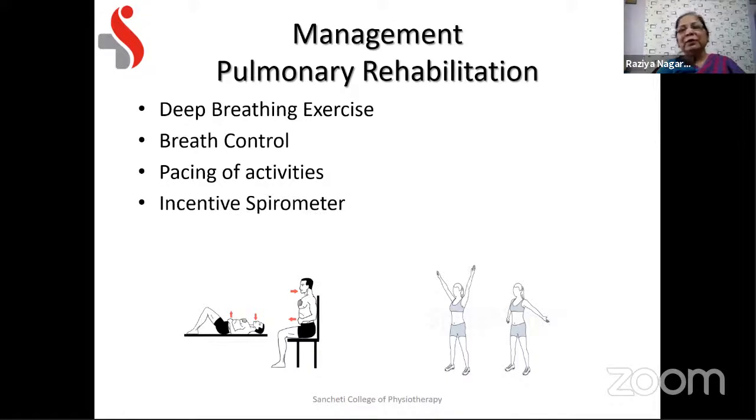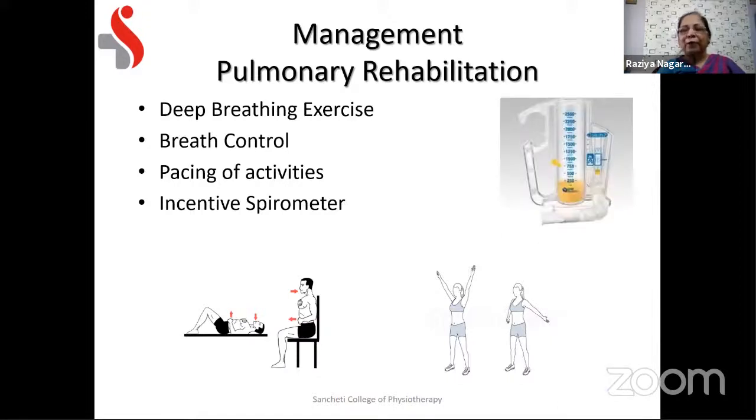We can use certain instruments to improve the breathing exercise. These are very simple instruments which we use. They are called incentive spirometer. All of you must have seen, either a three ball or a one ball, where you target the volume and ask the person to take a deep breath in, where the ball will go up, and this is going to give good feedback to the patients and improve the breathing exercise and thus the lung volume.